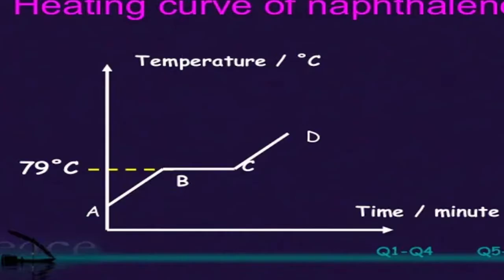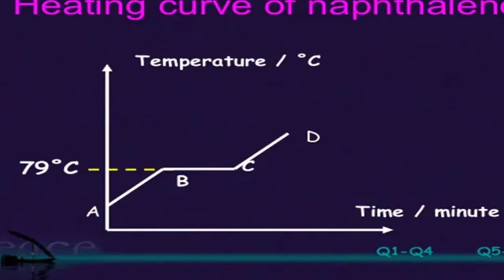So what happens here is that between A and B, the temperature increases steadily as the naphthalene absorbs heat energy. The heat absorbed increases the kinetic energy of the particles and they vibrate more vigorously. Between region B and C, the temperature remains constant until all the naphthalene melts. Here, the heat supplied is used to weaken the forces of attraction holding the particles of naphthalene together. The particles therefore move far apart. As a result, the naphthalene changes its state from solid to liquid.